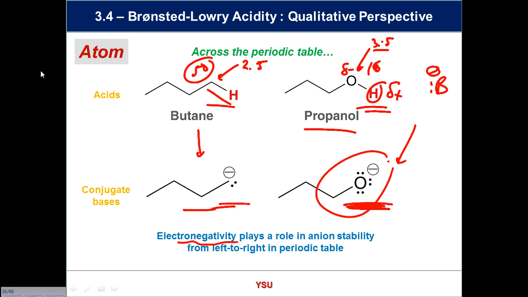So it's the first example here. The atom attached to the proton will dictate the acidity, how acidic it is.